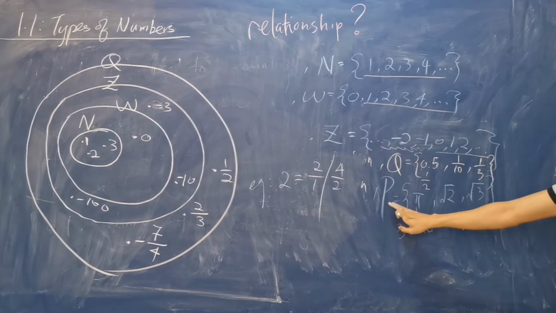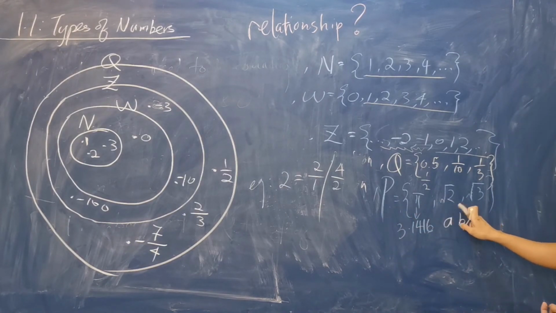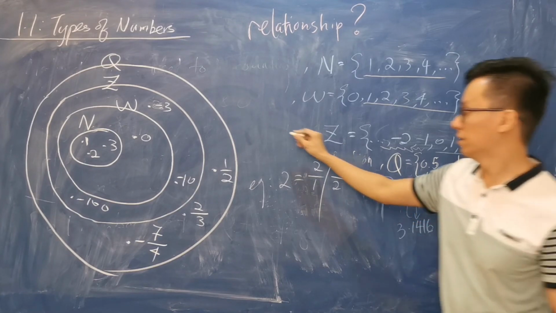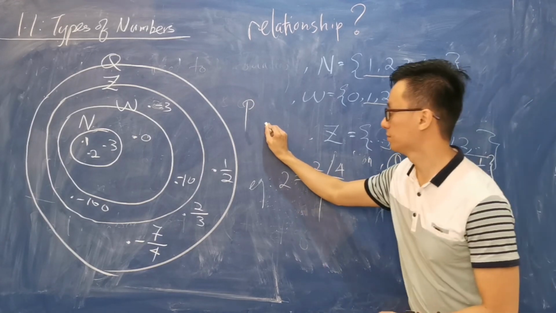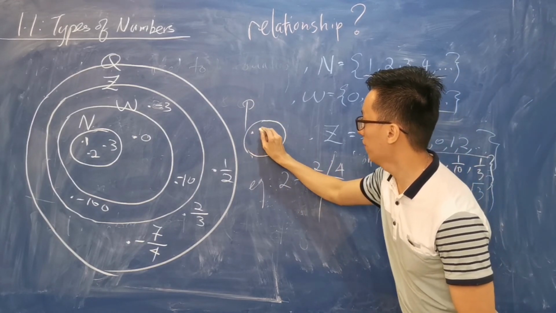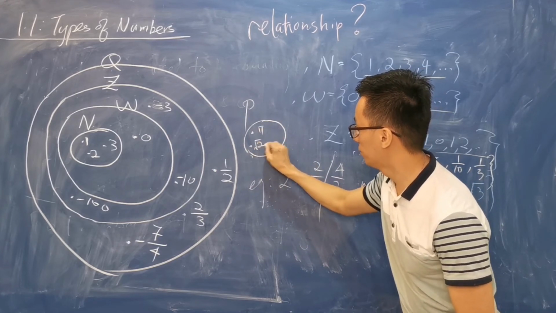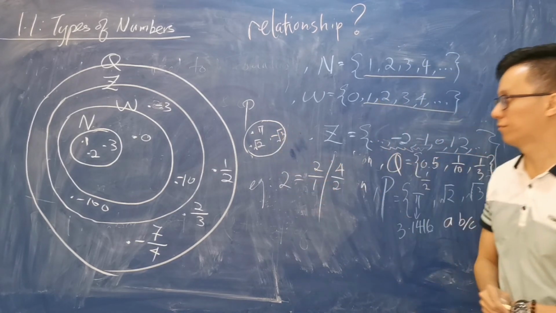However, this one, the irrational number, cannot be represented as fraction. That's why the P I will put outside the Q. I will have pi here, I will have square root of 2 here, I will have negative square root of 3.